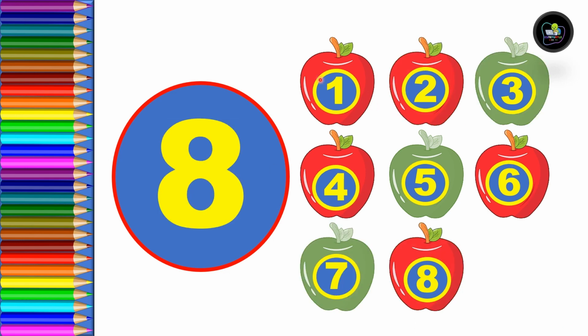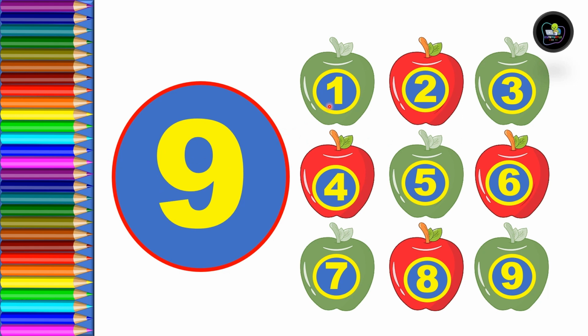8. 1, 2, 3, 4, 5, 6, 7 and 8. Total 8 apples. 1, 2, 3, 4, 5, 5 red apples. 1, 2, 3, 3 green apples. 5 plus 3 equal to 8.